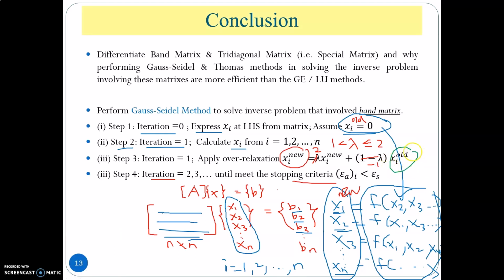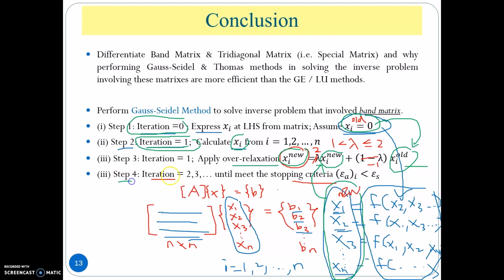X0 is the solution that you obtained from the previous iteration, and X new is the solution that you obtain in the current iteration. In the previous iteration, we have iteration equal to 0. You obtain the solution X0, which is equal to 0. Then we can substitute inside this answer, and then you continue with the current iteration at 1, and you obtain the X1 from here. So we can substitute this inside this equation as well. Then you get the new x from the over-relaxation result.